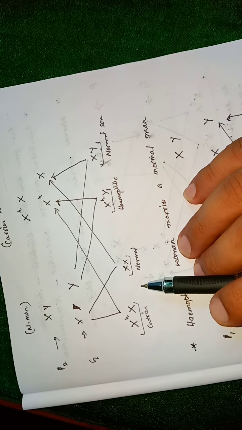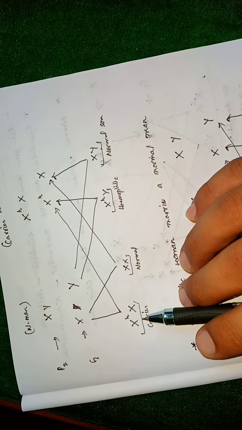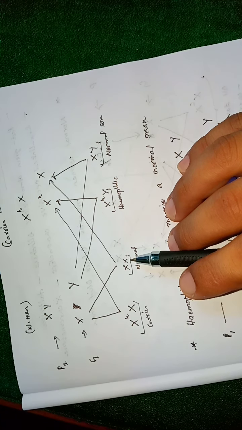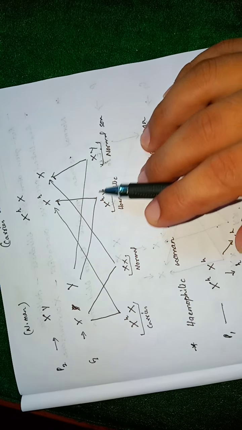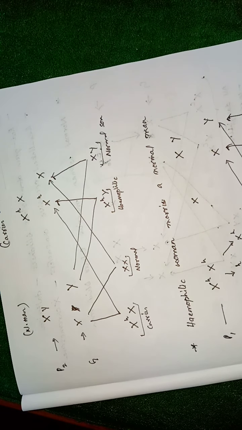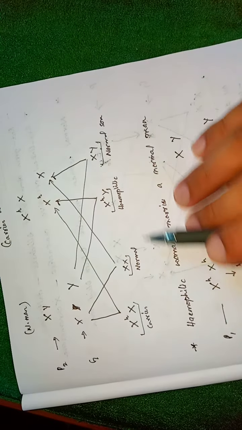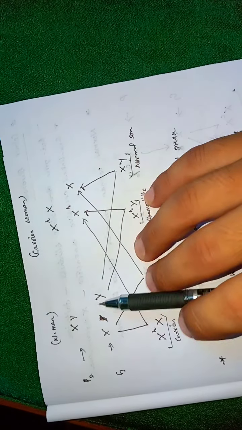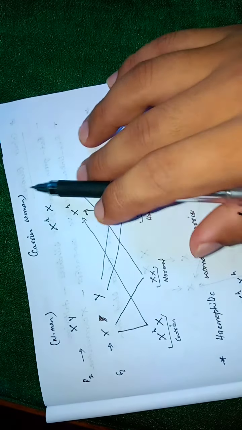If we look at the possible offspring, 50% of the females will be carriers, 50% of the females will be normal, 50% of the male offspring will be hemophilic, and 50% will be normal. So this is the possible result for the offspring when a normal man marries a carrier woman.